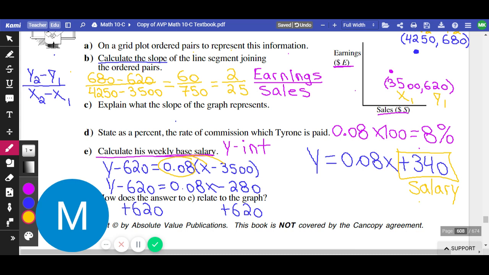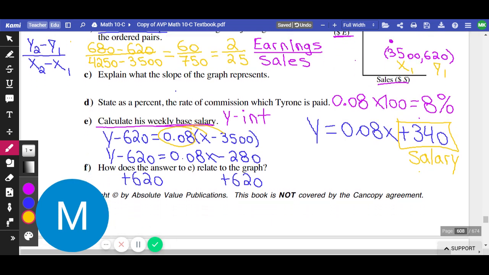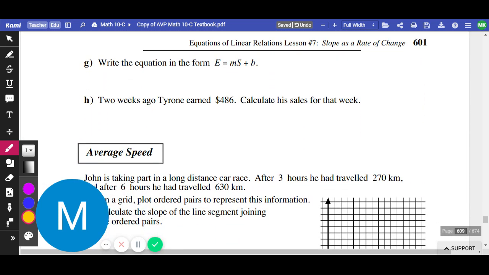Fantastic. I think we've done enough of these. We're feeling decent with them. Yeah. Okay. There is one more here if you want to do. I guess I should just do H. I didn't realize there's 2 more questions.